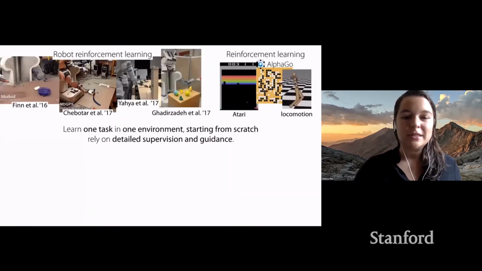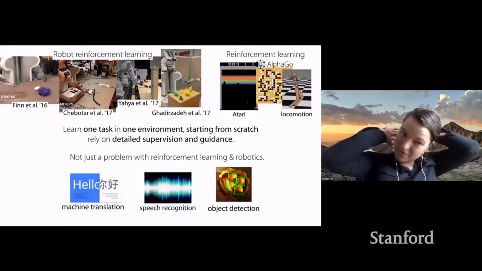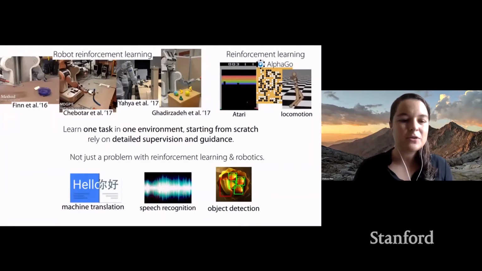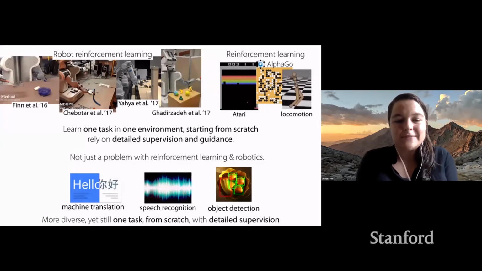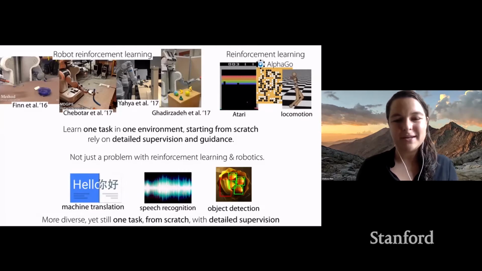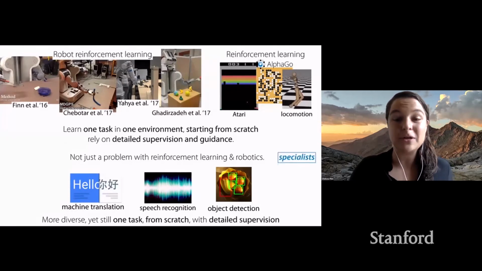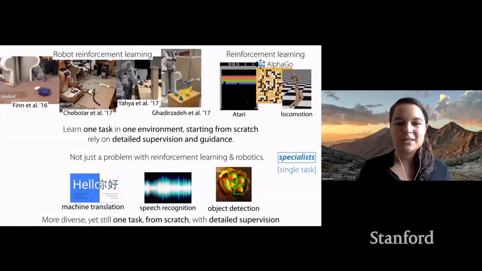So there's this issue that they rely on detailed supervision and guidance, and this isn't just a problem with reinforcement learning and robotics. It's also a problem arguably with many other machine learning systems as well. While machine translation systems and object detection systems have been quite successful at processing many different diverse inputs, they're still training one task from scratch with very detailed supervision. And if you want that same system to tell you a story, or if you want your object detection system to also tell you something about oranges and bananas, it isn't able to do that. So in this sense, I'd call all of these systems specialist AI systems, in the sense that they're doing really just a single task, often in a single environment.